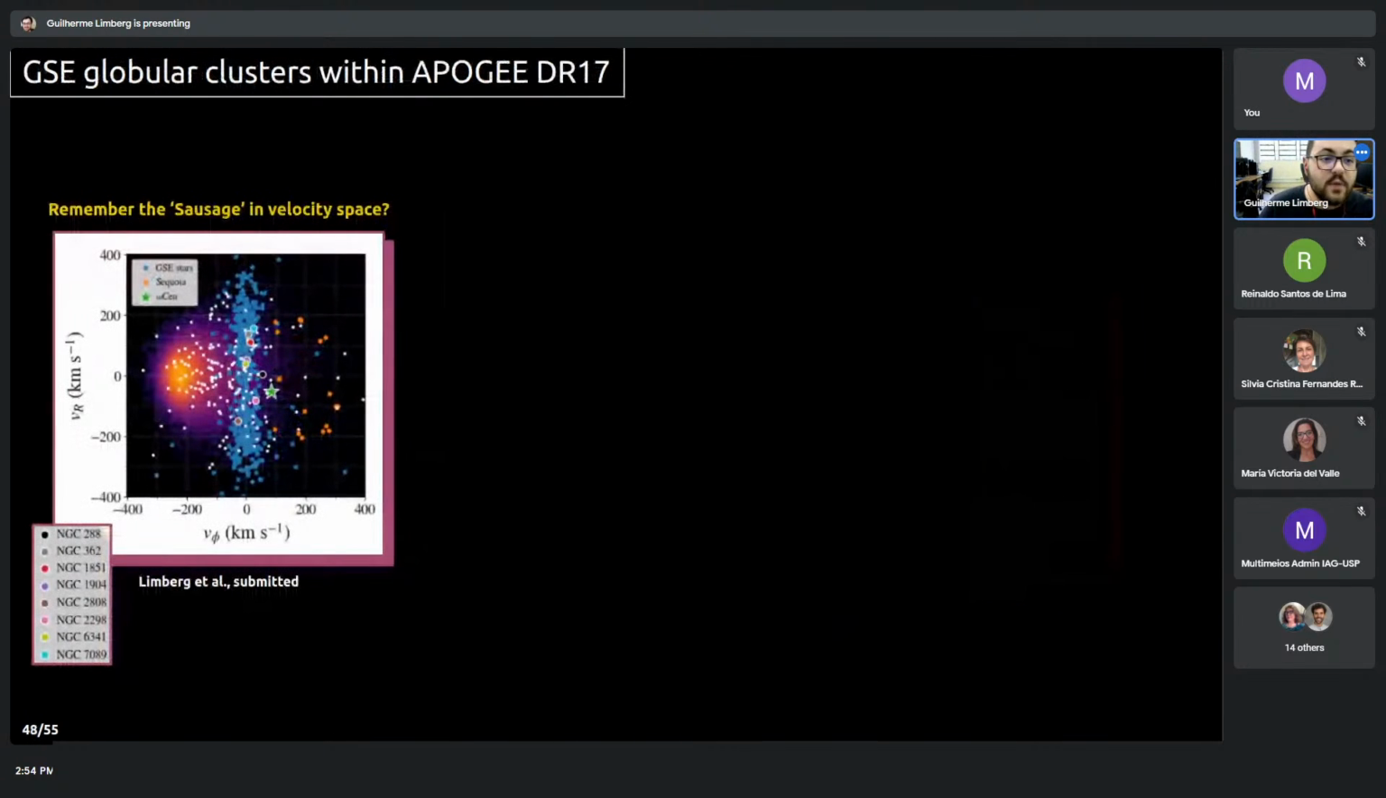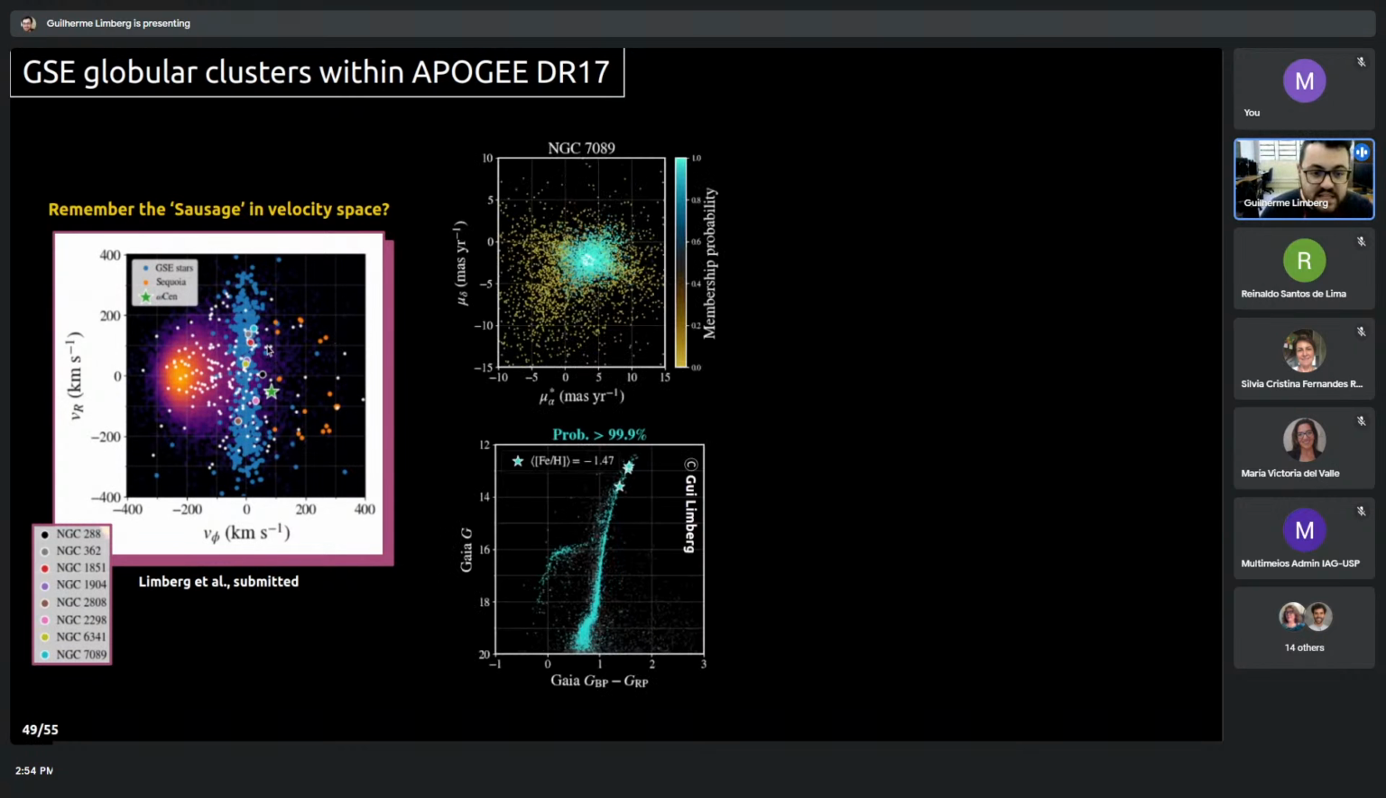And finally, we can actually utilize data from APOGEE from these globular clusters. The globular clusters of the Gaia-Sausage are shown here in this velocity plane. Again, you can see the sausage once again in this figure, and these are the globular clusters from Gaia-Sausage that have APOGEE data. We can utilize the metallicities from APOGEE in order to determine the ages of these globular clusters from isochrone fitting, for instance, with prior information of their metallicities.